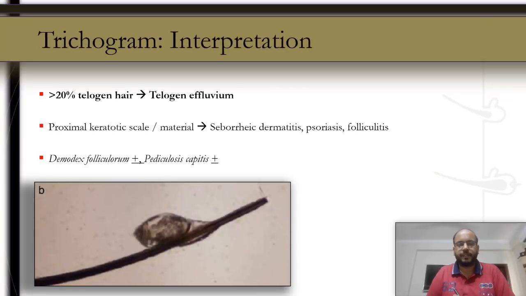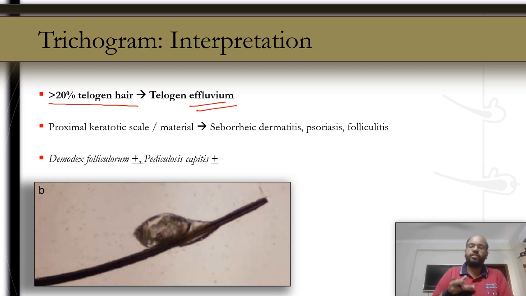Now, how to interpret? In the previous example, we saw that the telogen count, or the number of hair shafts in telogen phase divided by total number of hair shafts examined into 100, is 9%. If the telogen count is more than 20%, that means more than 20% of the hair shafts examined are in telogen phase, we label it as trichogram of telogen effluvium. That means the amount of hair shafts in telogen phase is so high that when you examine them, the number is coming out to be more than 20%.